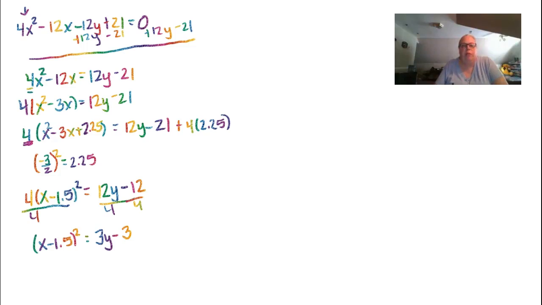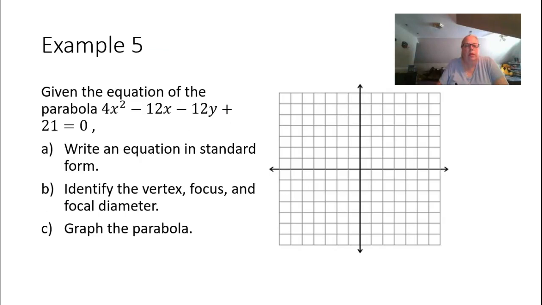And I'm actually going to go one further because I'm going to factor that 3 out so that it is in standard form there. All right. So here is my standard form equation. X minus 1.5 squared is equal to 3 times y minus 1. All right, part A is taken care of.